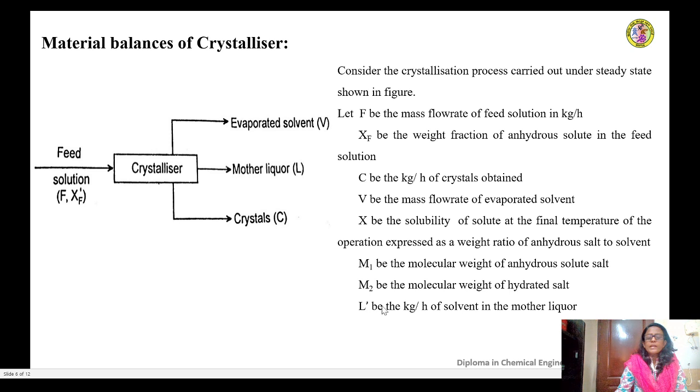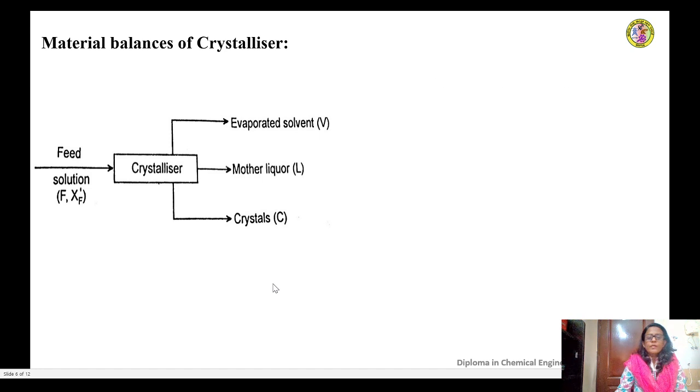Also assume L dash to be the kg per hour of solvent coming out of the crystallization operation in the mother liquor. So we know what L is. It is kg per hour of mother liquor being withdrawn from the crystallizer. So first let us write down the overall material balance equation. The total amount of feed that is entering is equal to the amount of solvent evaporated plus the amount of mother liquor withdrawn plus the amount of crystals produced. Accordingly, this equation becomes F equals C plus L plus V.